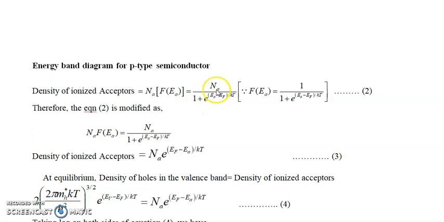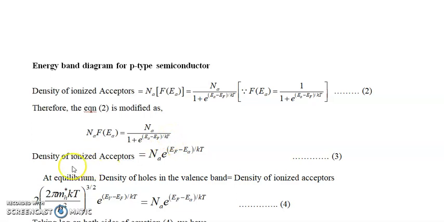Okay, now we know the Fermi-Dirac function: F(E) = 1/(1 + e^((E − Ef)/kT)). We want F(Ea), so in the Fermi-Dirac function, in place of energy E we replace Ea. So F(Ea) = 1/(1 + e^((Ea − Ef)/kT)). Substituting this F(Ea) value, we get Na/(1 + e^((Ea − Ef)/kT)).